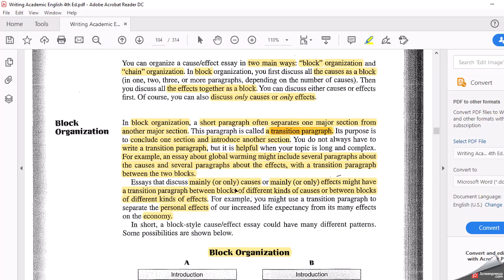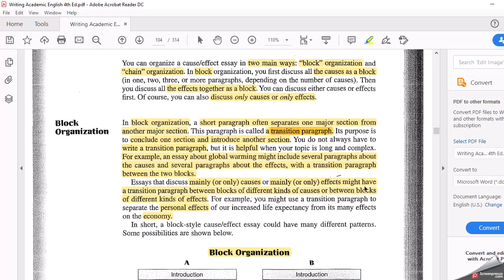Essays that discuss mainly or only causes. So here, the purpose of this paragraph is to separate between the causes and the effects. But what if we just discuss the causes only, or we discuss the effects only? Where do we put this transition paragraph? Where do we put it?